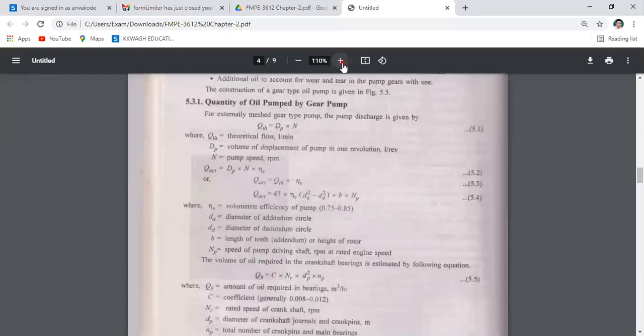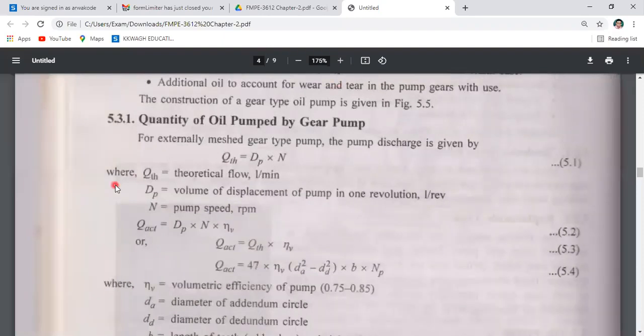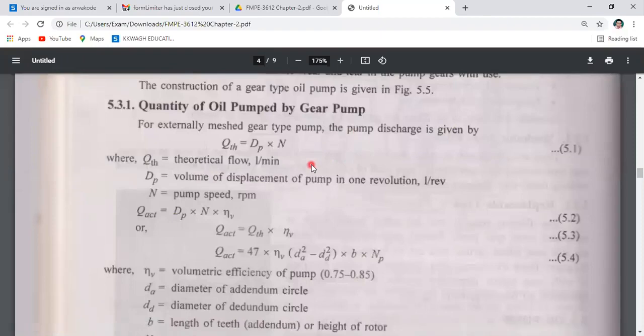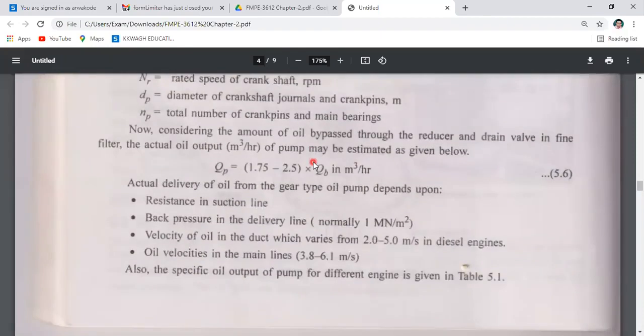Next topic is design related topics. So quantity of oil pumped by the gear pumps. So how much quantity of oil is pumped by the gear pumps? So there is one derivation regarding that.